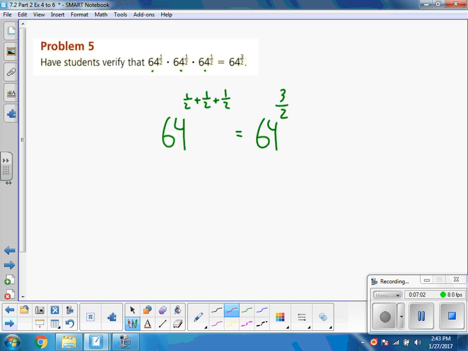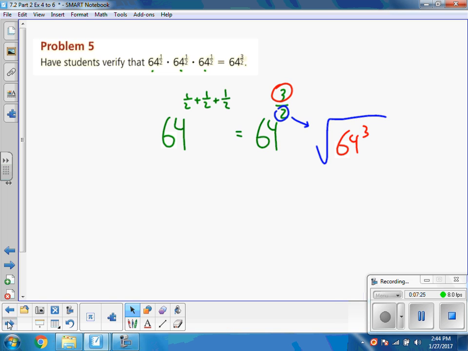Now let's go ahead and turn this into something crazy here. So this is my power. So it's 64 to the third power. And then this is my index. So it's telling me that it is squared. So I'm looking for the square root of 64 to the third power. And I could keep going, find 64 to the third power and do the square root on that one. But this is what I want you to figure out.